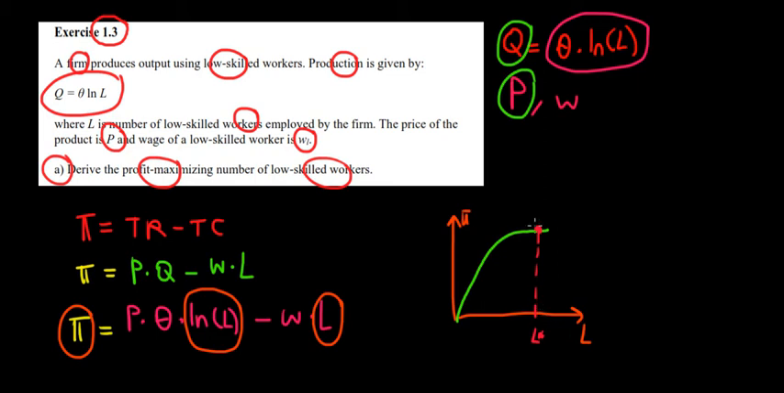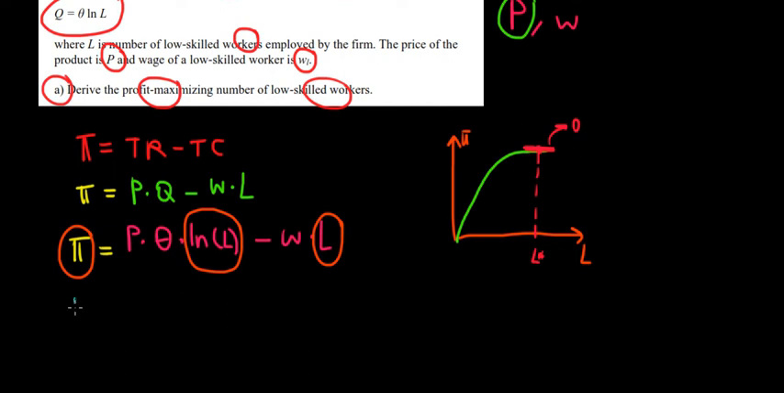Well, we know that on the peak of this graph, where the profit is maximized, there is no rate of change. The derivative, the slope tangent to that point, is equal to 0, meaning that we want to differentiate the profit function with respect to the number of low-skilled workers and make that equal to 0. So we will have the profit derivative with respect to L equal to 0.